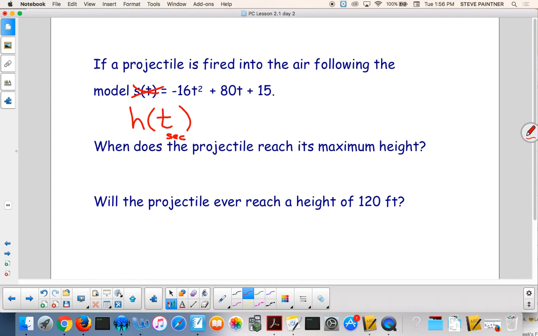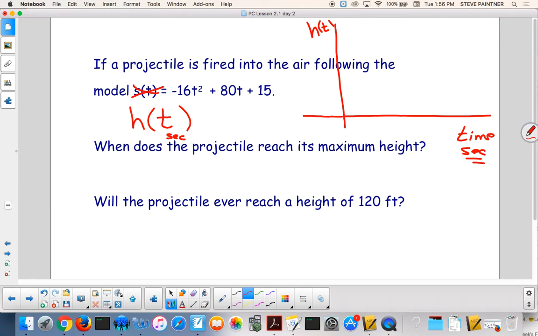When you start reading story problems, make a quick xy table and label the axes. Which one's x? Is it the height of the projectile or is it time? It's time, it's what you're plugging in. So this is time in seconds. And then this is h, the height. H of t, h after t seconds.